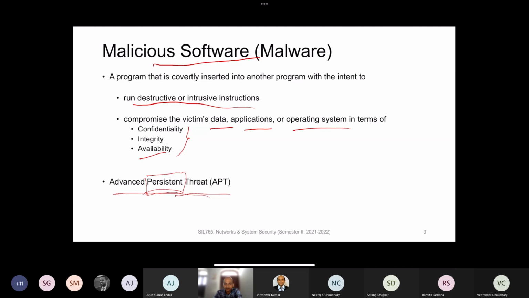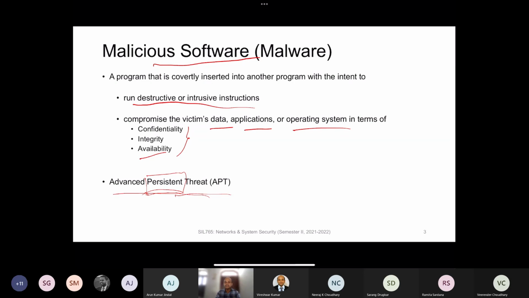Even if you restart your computer, even if you just do a simple reboot, these malwares cannot be removed. So that is what can typically be understood as an advanced persistent threat type of attack: it is not very easy to get rid of. Another way of seeing the advanced persistent threat is that it is difficult to detect. That can also be considered an advanced persistent threat.